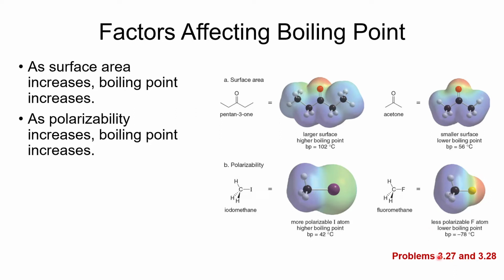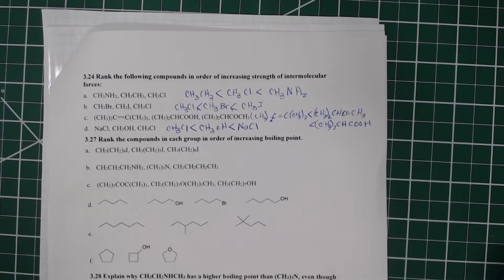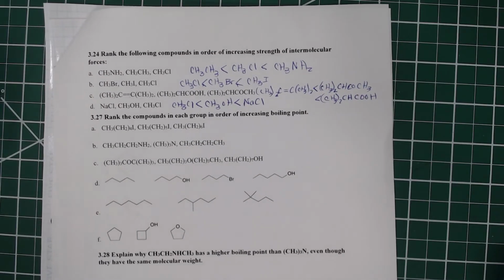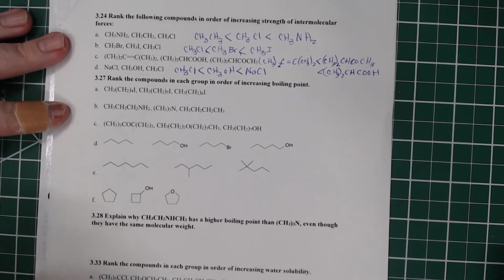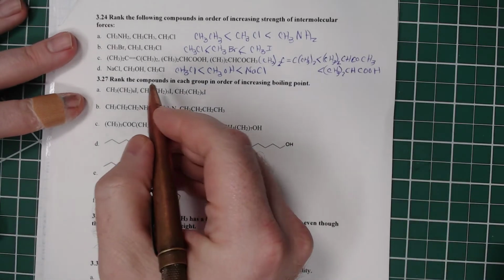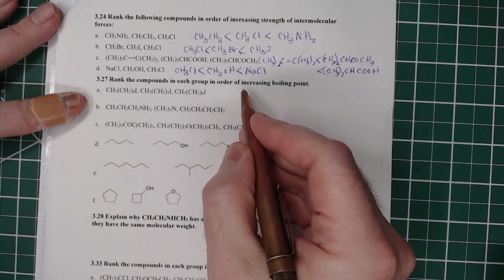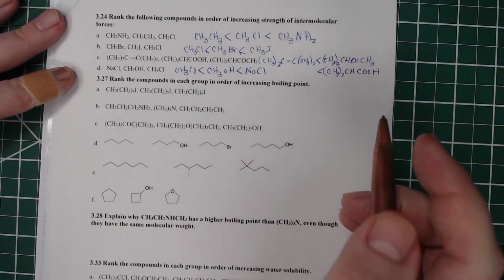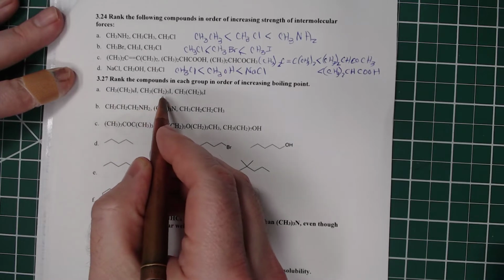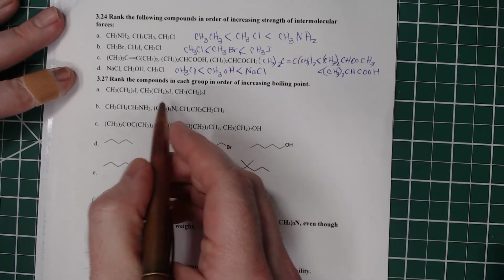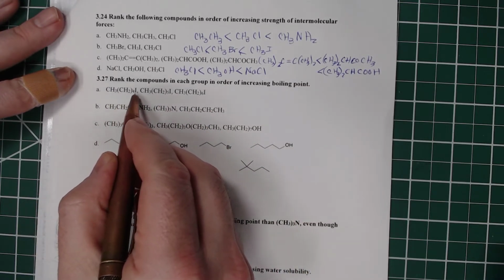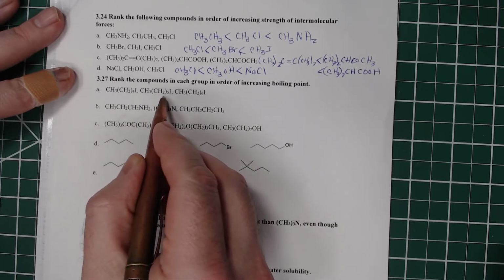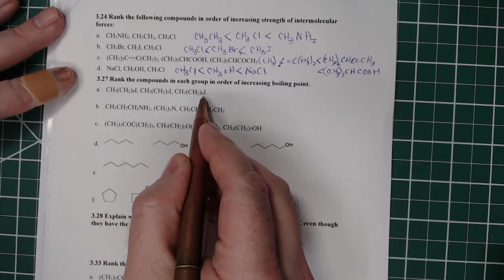So let's look at numbers 27 and 28. We'll go over again to our in-class assignment. Look at 27 and 28. So here, rank the compounds in each group in order of increasing boiling point. So we want to see how they are different. Well, these are all alkyl iodides. So here we've got CH3CH2CH2CH2I, this one has CH3(CH2)5I, and CH3(CH2)6I.